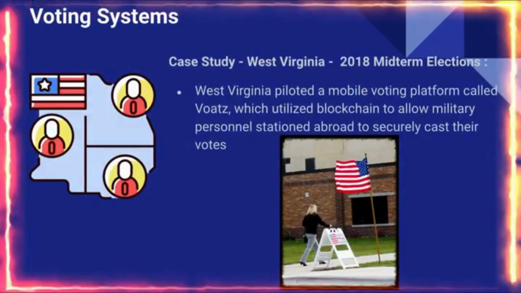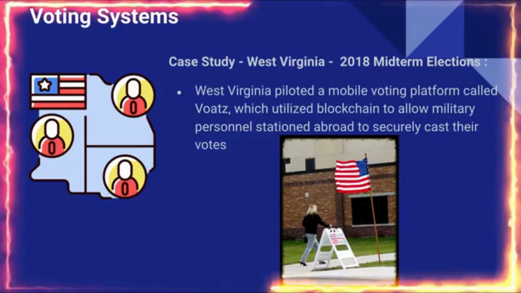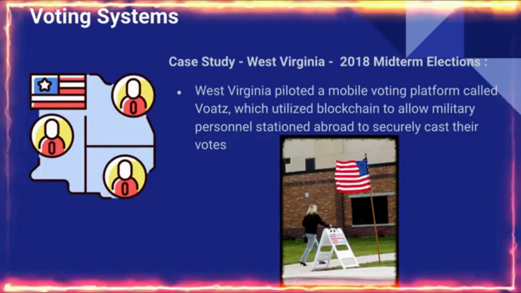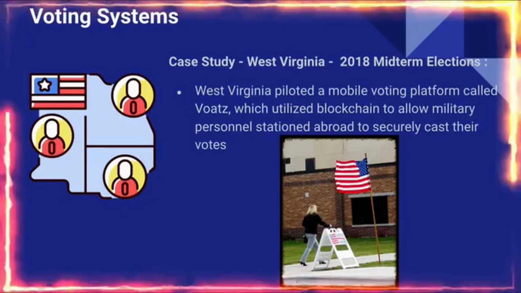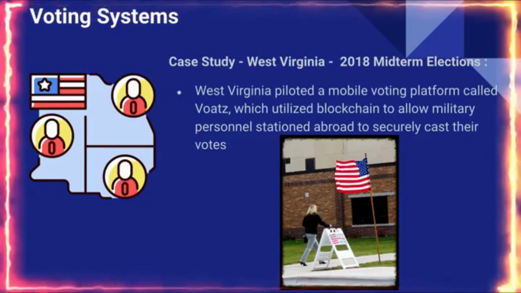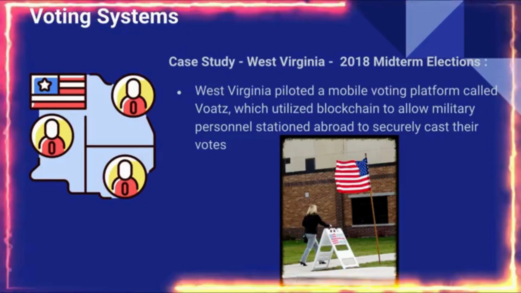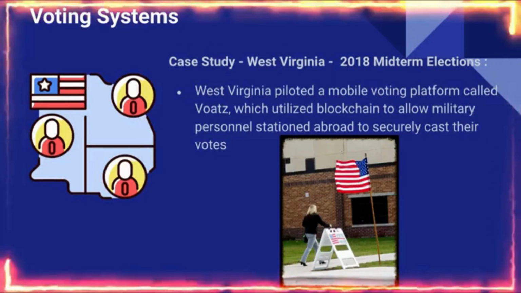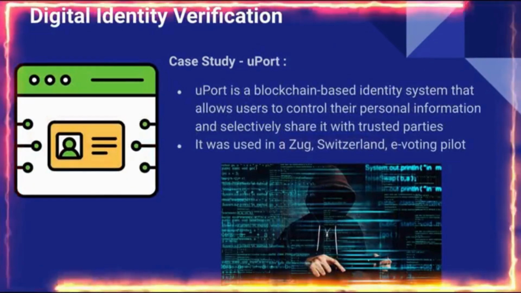Voting systems. Blockchain can enhance the security and transparency of voting systems, reducing the potential for voter fraud. Case study: West Virginia's 2018 midterm elections. West Virginia piloted a mobile voting platform called Voatz, which utilized blockchain to allow military personnel stationed abroad to securely cast their votes.